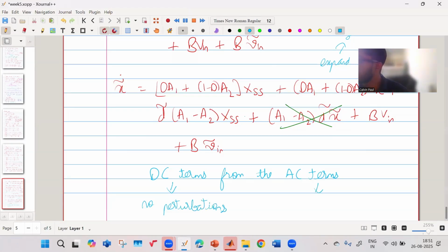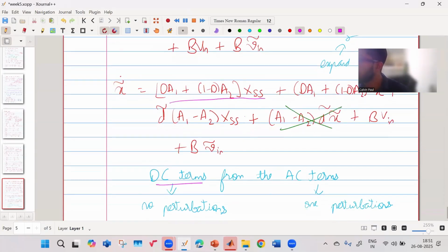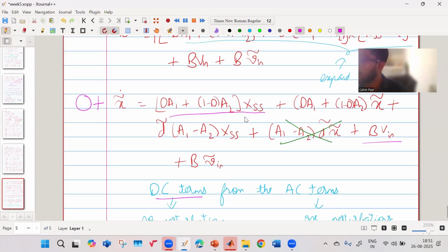And AC terms are the ones which have one perturbation, right? Because the ones which have two perturbations, we are ignoring them. So what are our DC terms? This is our DC term, and this is our DC term. The DC term over here is 0, and the DC term over there is 0. What are our AC terms? This is our AC term, this is our AC term, this is our AC term, this is our AC term.